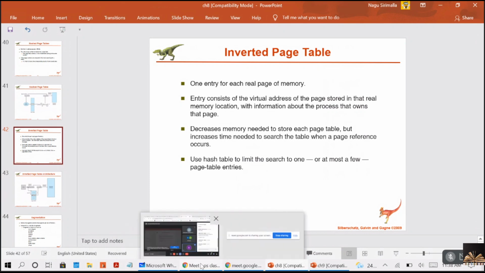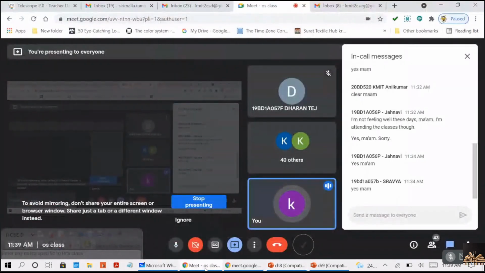Guys, I will take a 2 minutes break. I'll have some water and come. So then we can move to demand paging, then page replacement algorithms.